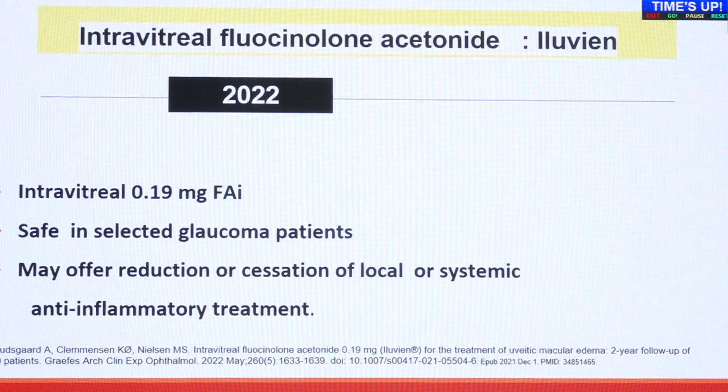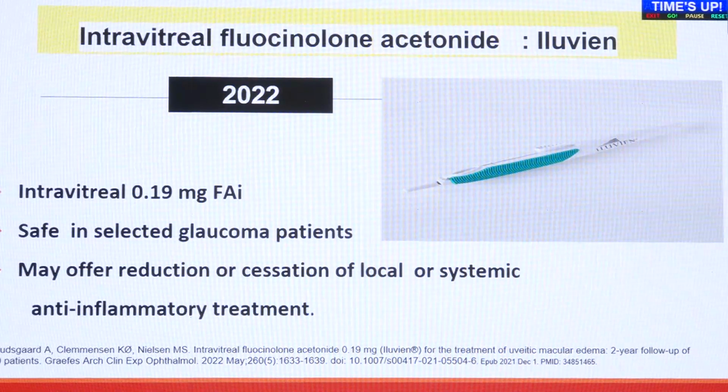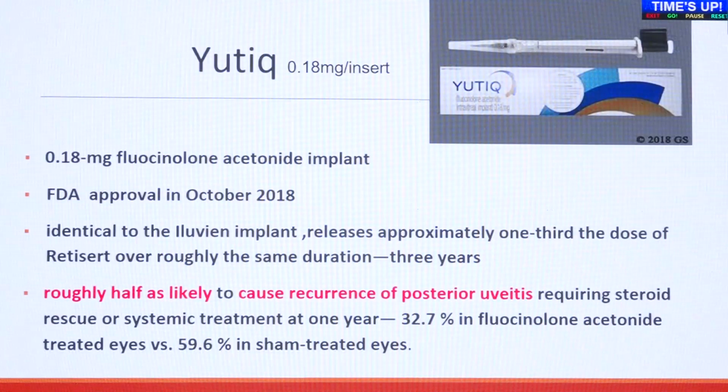Intravitreal fluocinolone acetonide Iluvien is used as an intravitreal 0.19 milligram implant of fluocinolone acetonide, and can be used in selected glaucoma patients. Another implant which has been used by the Moorfields group in the UK is the intravitreal 0.19 milligram fluocinolone acetonide implant, and this is the YUTIQ 0.18 milligram fluocinolone acetonide implant, FDA approved in 2018.